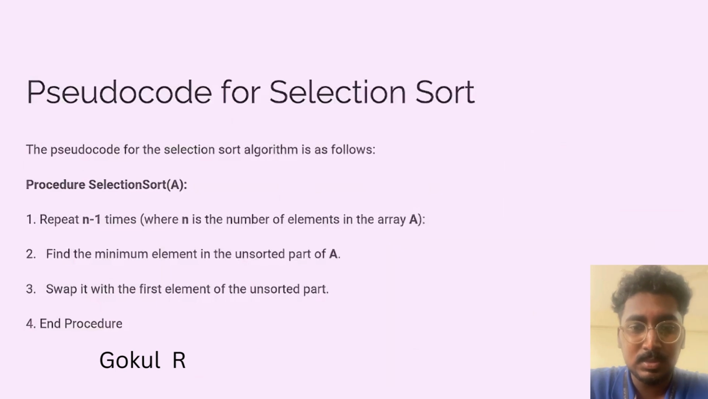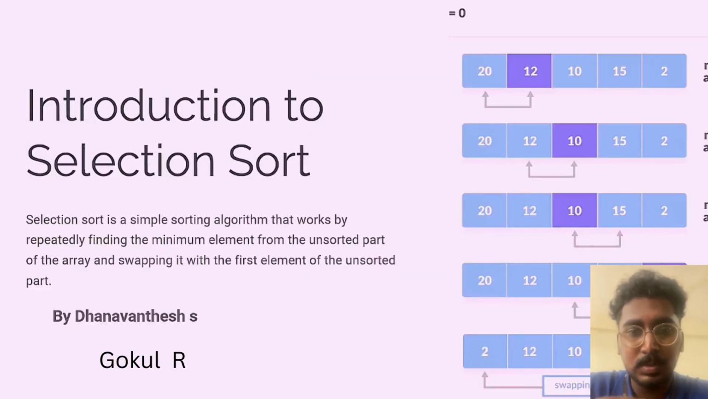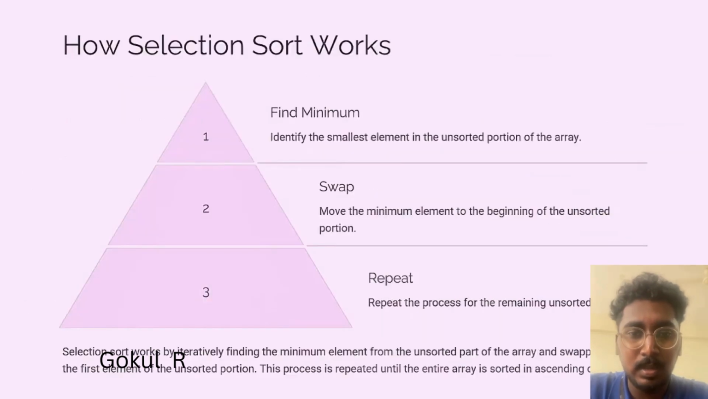Let's move on to the pseudocode for selection sort. The pseudocode for the selection sort algorithm is as follows. Procedure selection sort A: repeat n minus 1 times. Why do we need to repeat n minus 1 times? Look at this: 20, 12, 10, 15, 2. Here n is 5, so n minus 1 is 4, so the outer loop moves from the first element up to the fourth.